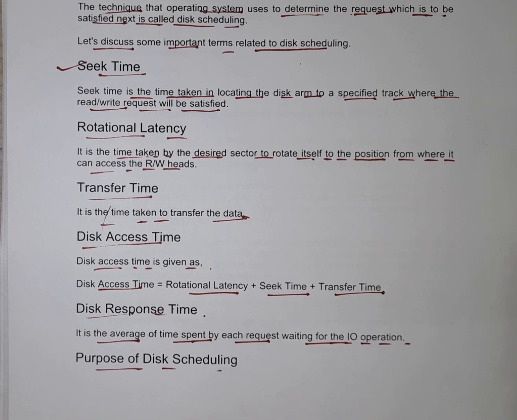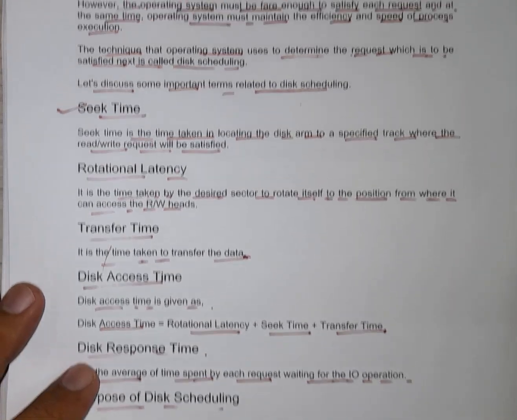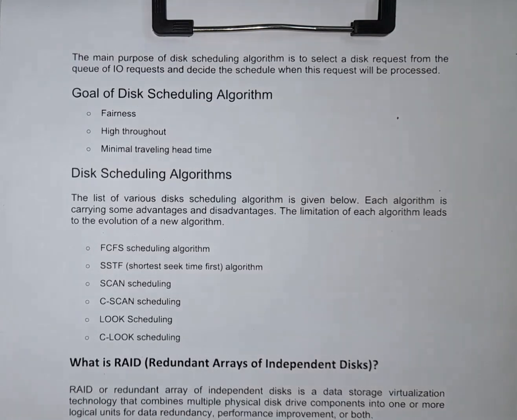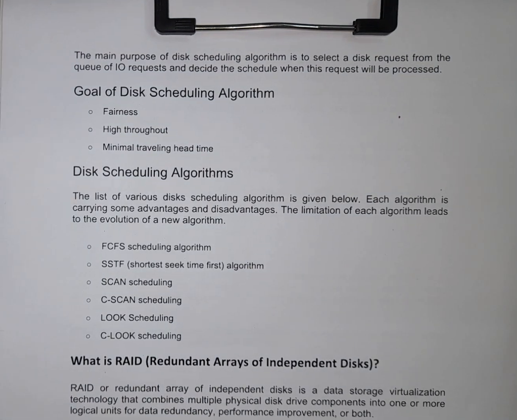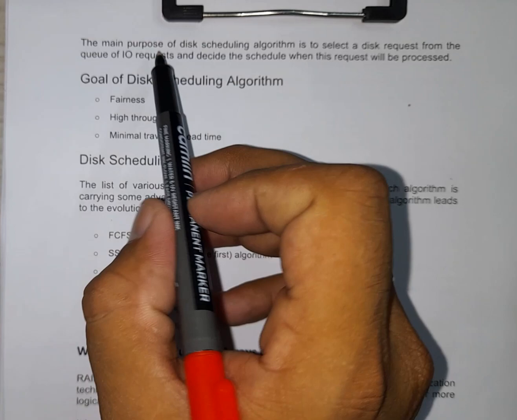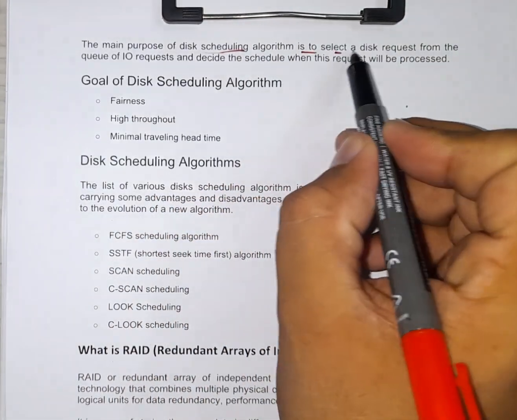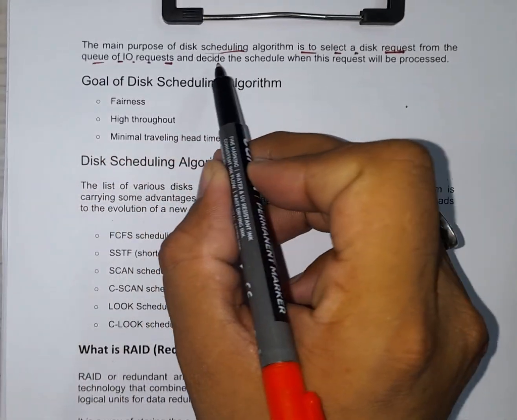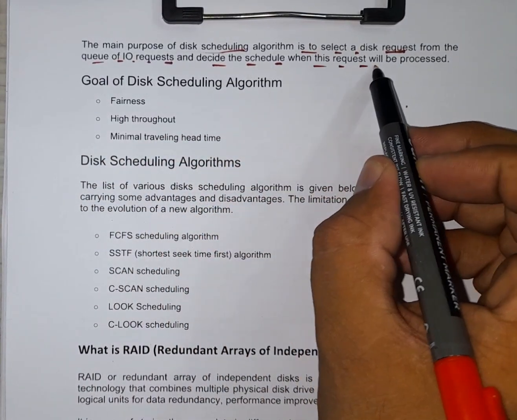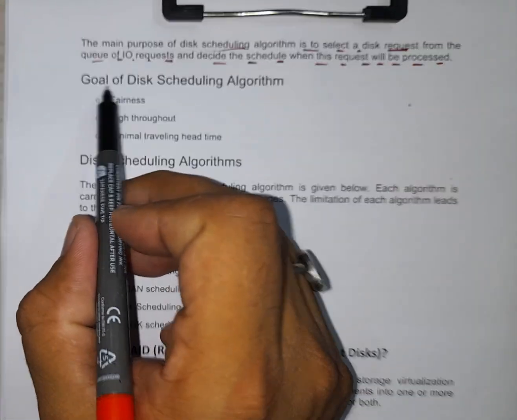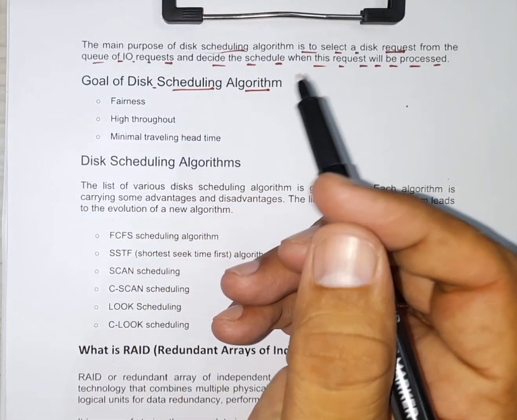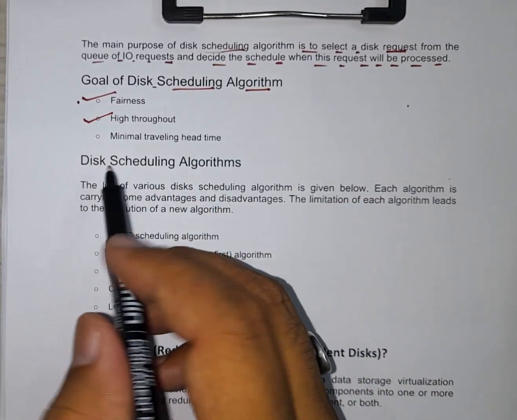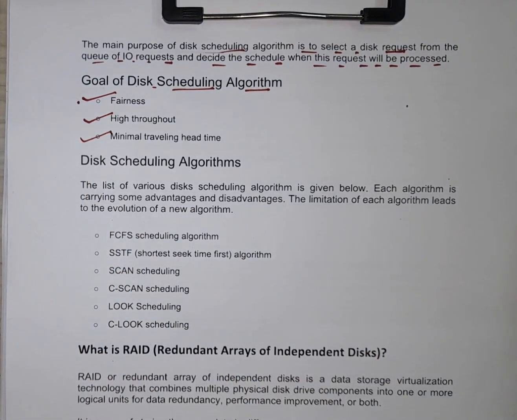Purpose of disk scheduling. क्या है पर्पज डिस्क शेड्यूलिंग का ऑपरेटिंग सिस्टम के अंदर, वो भी हम देख लेते हैं. The main purpose of the disk scheduling algorithm is to select a disk request from the queue of the input output requests and decide the schedule when this request will be processed. And goal of the disk scheduling algorithm, क्या होता है गोल? One is the fairness, high throughput and minimal travelling head time.